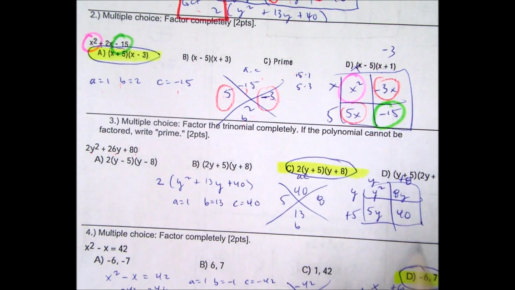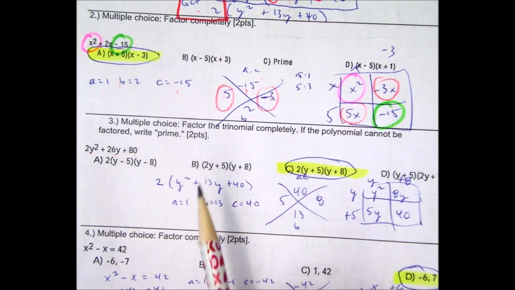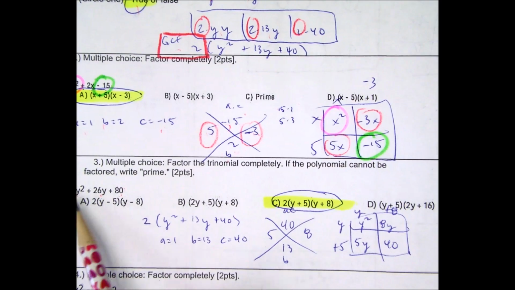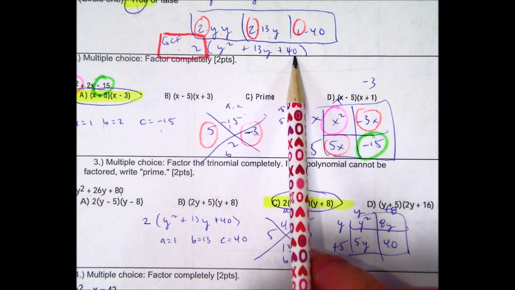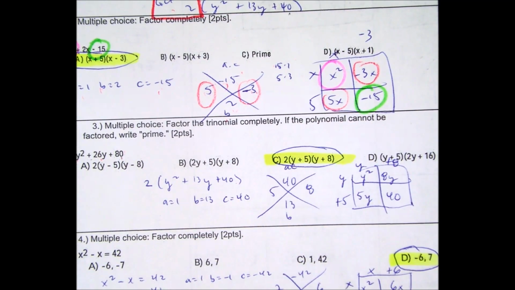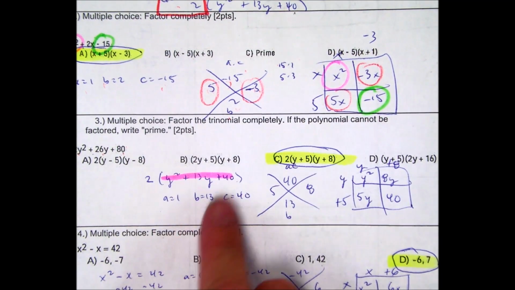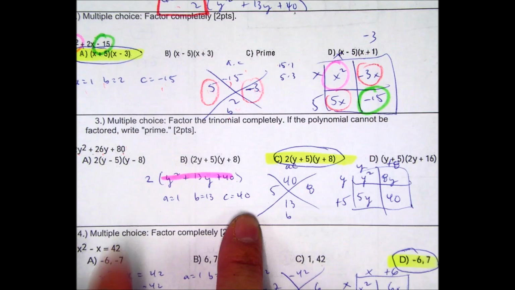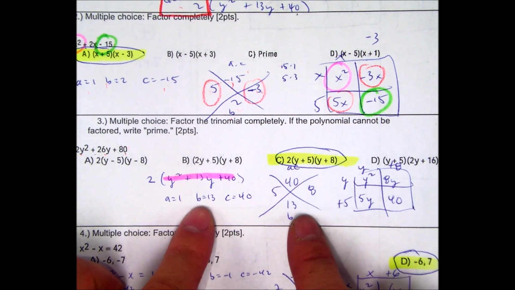Question number 3, factor the trinomial completely. If the polynomial cannot be factored, write prime. So we recognize all the numbers are even, and we already took the greatest common factor up here, so I just wrote that down here. And then all you're doing in this problem is focusing on the inside of the parentheses. A value is 1, b is 13, c is 40. A times c is 40, b value is 13.